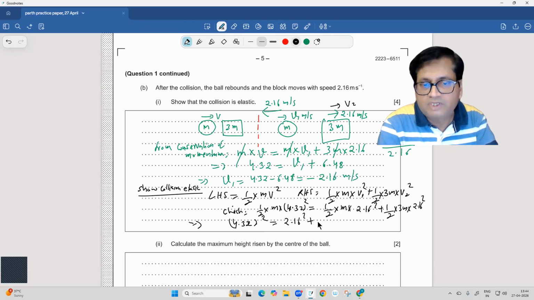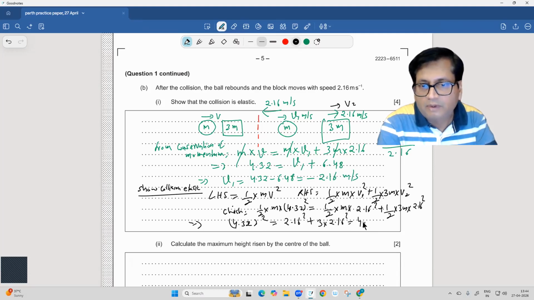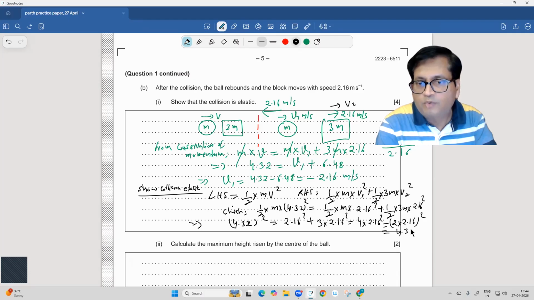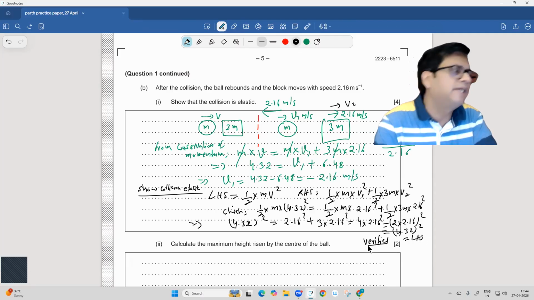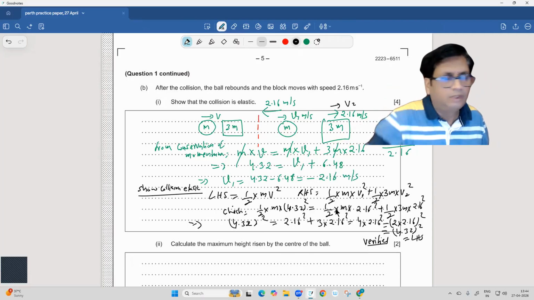3 into 2.16 square, which is like 4 into 2.16 square, which is like 2 into 2.16 का होल स्क्वायर, which is like 4.32 होल स्क्वायर, which is equal to LHS, राइट? तो वेरीफाइड हो गया ये। यही करने के लिए आप कह रहे थे, वही चीज हमने की। इज इट गुड?